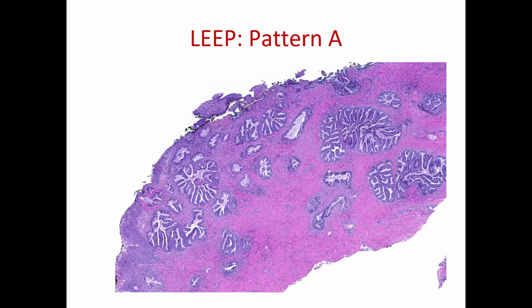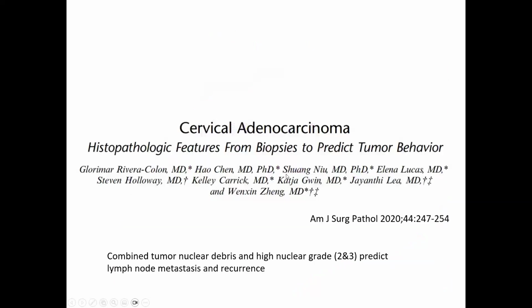And here is a LEEP. What would you call this? Well, let me see. I have HSIL here, so I know I am dealing with an HPV-associated lesion. I think this is an adenocarcinoma. This is past AIS stage, and it is lobulated. So I will call this adenocarcinoma pattern A. And this patient probably will not get a radical hysterectomy.